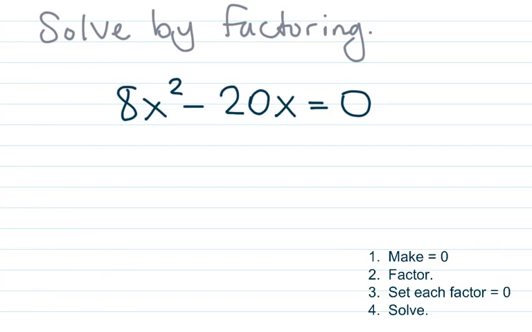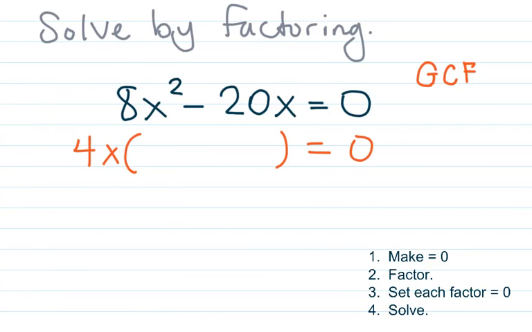All right, so factoring. Since this is only 2 terms long, we're going to look for greatest common factor. Okay, so 8 and 20 can both divide by 4. And x squared and x can both divide by x. So our greatest common factor will be 4x. Make sure we write it down, so it's going to give us an answer.